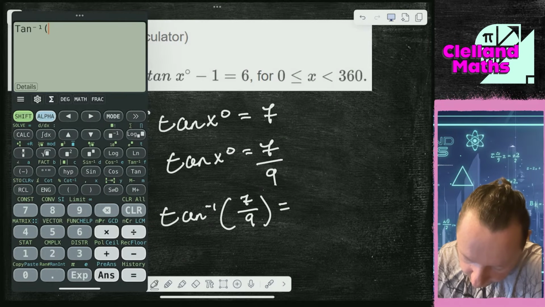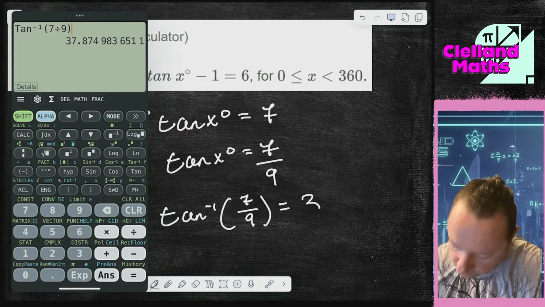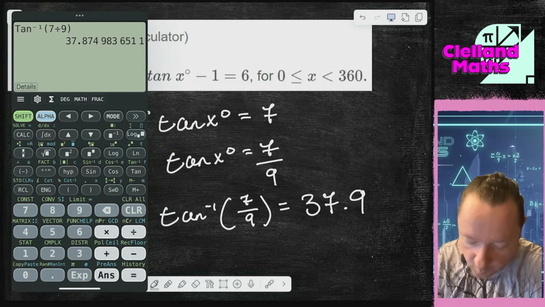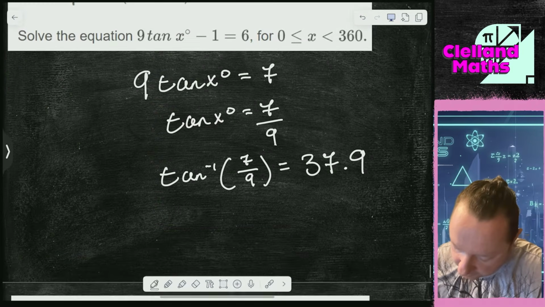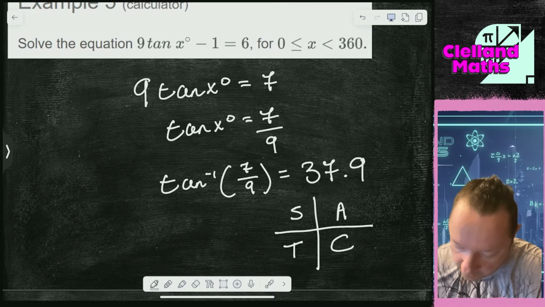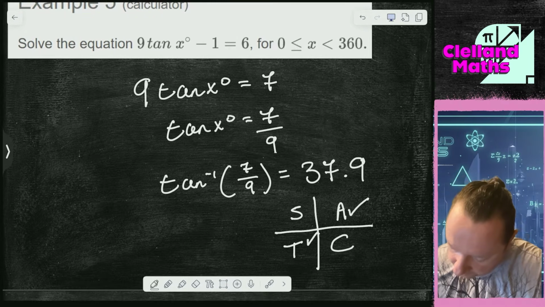Shift tan 7 over 9 is 37.87, so 37.9. Quite often we just leave it to one decimal place. And then our CAST diagram for this: C, A, S, and T. Tan was positive 7 over 9, so it's A and T.